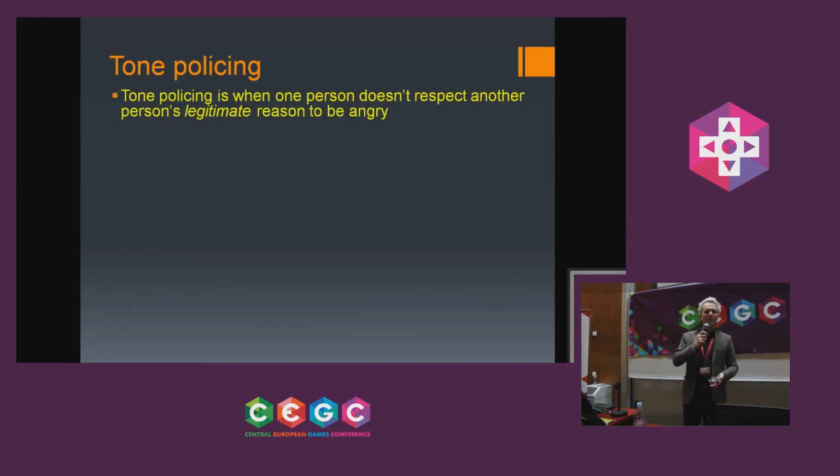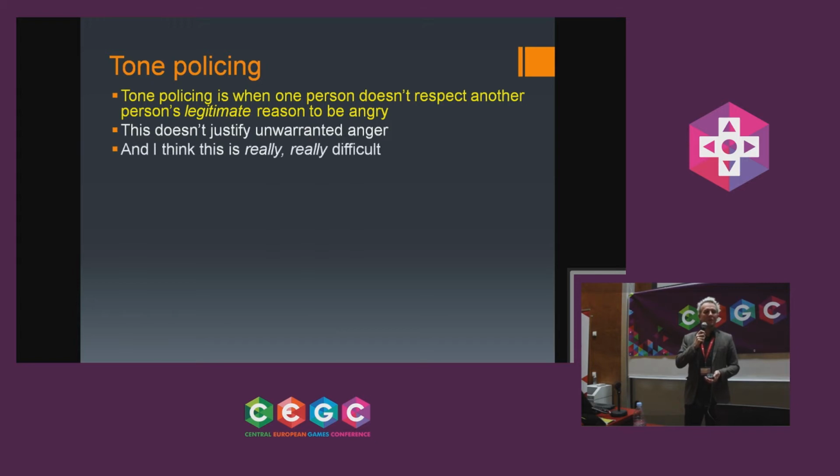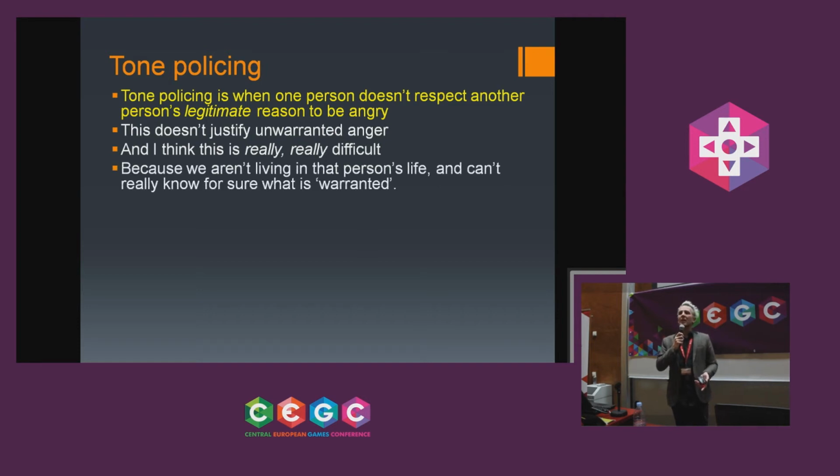So, tone policing is when one person doesn't respect another person's legitimate reason to be angry. I did say this was going to be the most complicated bit of today, because this doesn't justify unwarranted anger. You can't just be angry all the time. And I think this is really, really difficult, because we aren't living in that person's life and can't really know for sure what's warranted. They might have so many issues going on that basically being angry is the only thing they've got left to try and get them through that day.